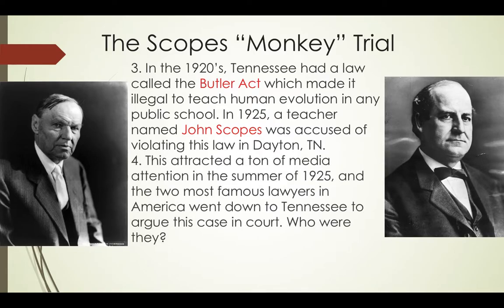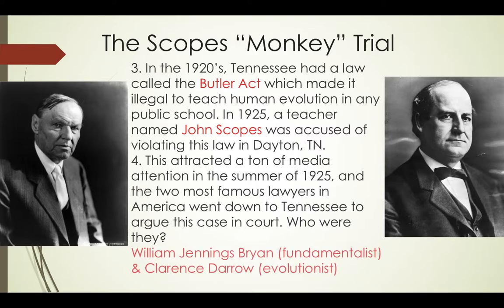Then in 1925, a teacher named John Scopes was accused of violating this law in Dayton, Tennessee. So this attracted a ton of media attention in the summer of 1925 because people really cared about this issue and had very strong feelings on one side or the other. And in addition to this being a big issue, the two most famous lawyers in America decided to argue this case in court. All right, so this was seen as kind of like the trial of the century in 1925. All eyes and ears were on Dayton, Tennessee. Everybody knew who these two lawyers were, and they really cared about the outcome of the trial.